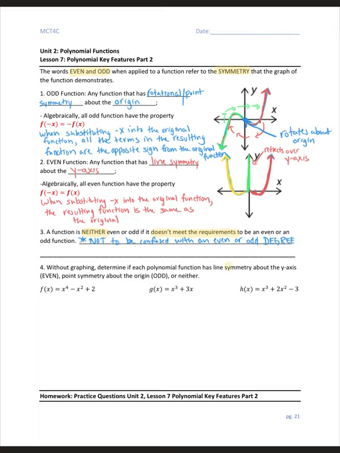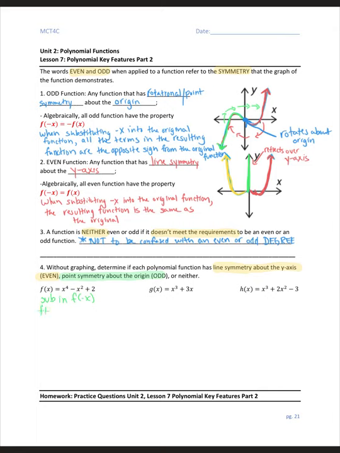they are even, or if they have point symmetry about the origin, which means they are odd, or finally they could have neither. So let's look at this first one. Whenever we're trying to test for symmetry, we're always going to sub in f of negative x. Okay, and then we're going to see what is the result from doing that.